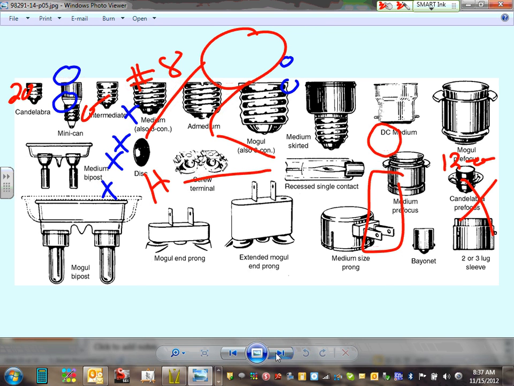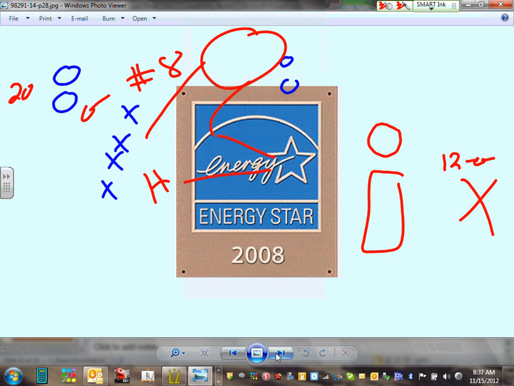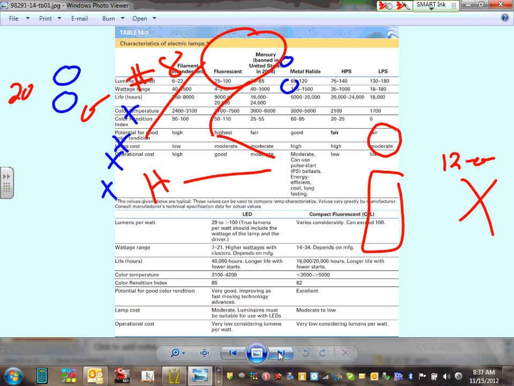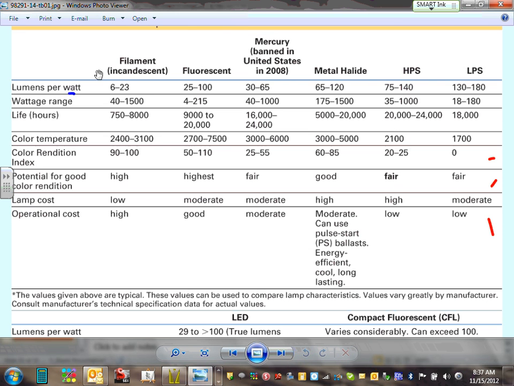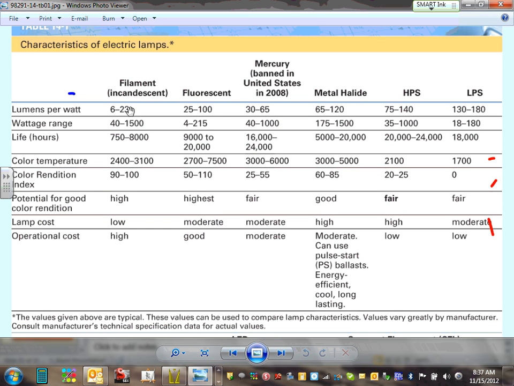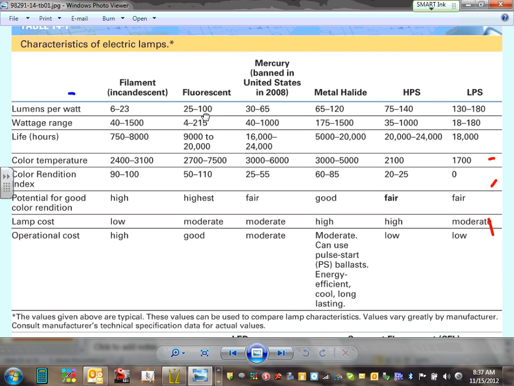Okay, so that's the basics for lamps. Energy Star equipment, everything has to meet energy standards. I want to say a few things about this, and then I'm going to shut off. This is my favorite one, guys. It gives you a comparison between all the fixtures. So let's start with the lumens per watt. Incandescent lamps can give you up to 23 lumens per watt. Fluorescent, 100. That's great. Mercury, 65. Metal halide, 120. High pressure sodium, 140. Low pressure sodium, 180. So you can see the higher the number, the better the fixture is.